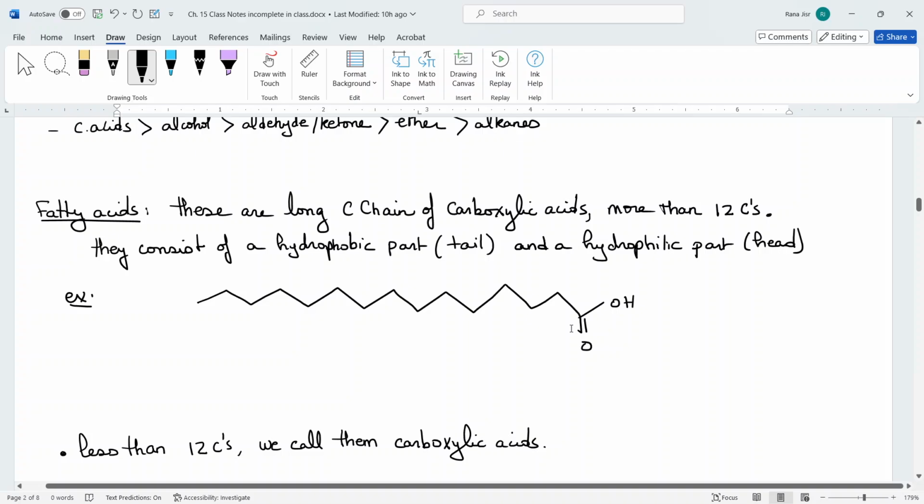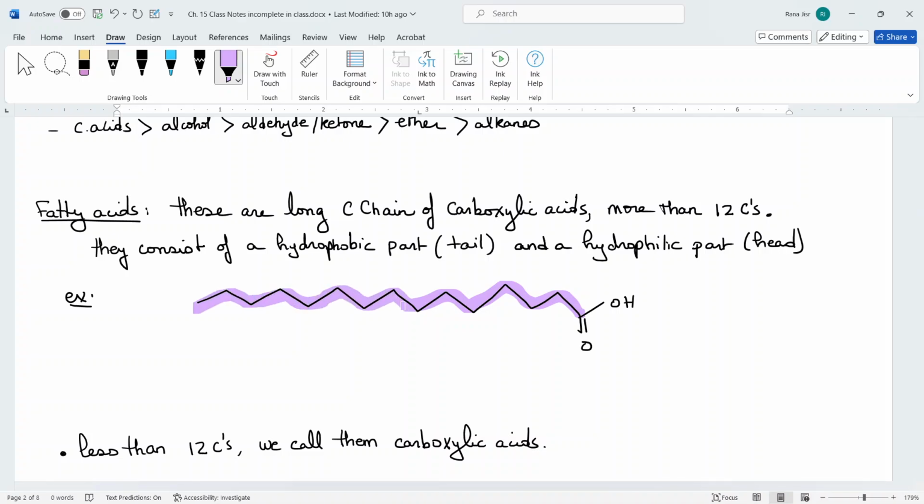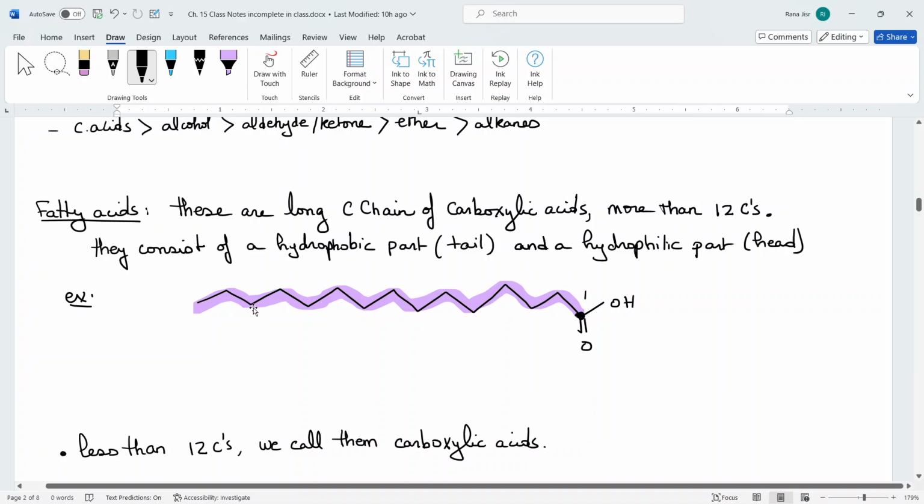When we have a carboxylic acid chain that is more than 12 carbons, we no longer call it a carboxylic acid. Instead, we use the name fatty acids. So by definition, fatty acids are long carbon chain carboxylic acids that include more than 12 carbons. If you count this example here, it's a 15 carbon chain, including, of course, the carbon of the carboxylic acid. So in this case, this is now called a fatty acid. We won't call it a carboxylic acid.